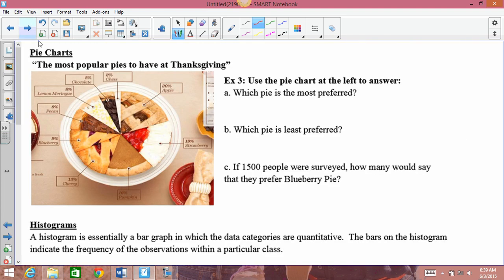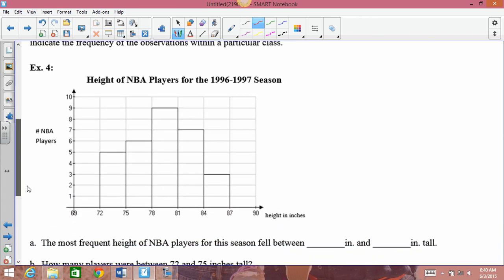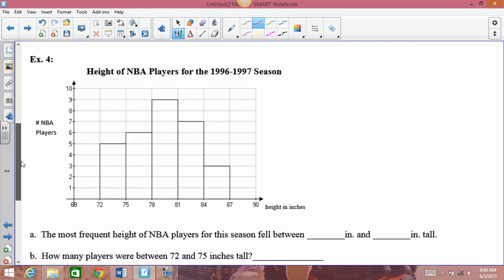All right, I'm going to flip it on over. I think the solutions key will help, after I've just gone through that bar graph, and you'll find this very straightforward. It's just talking about a pie chart, answering questions associated with that pie chart, and then a histogram about NBA players. Like I said, I think those will be very straightforward for you.